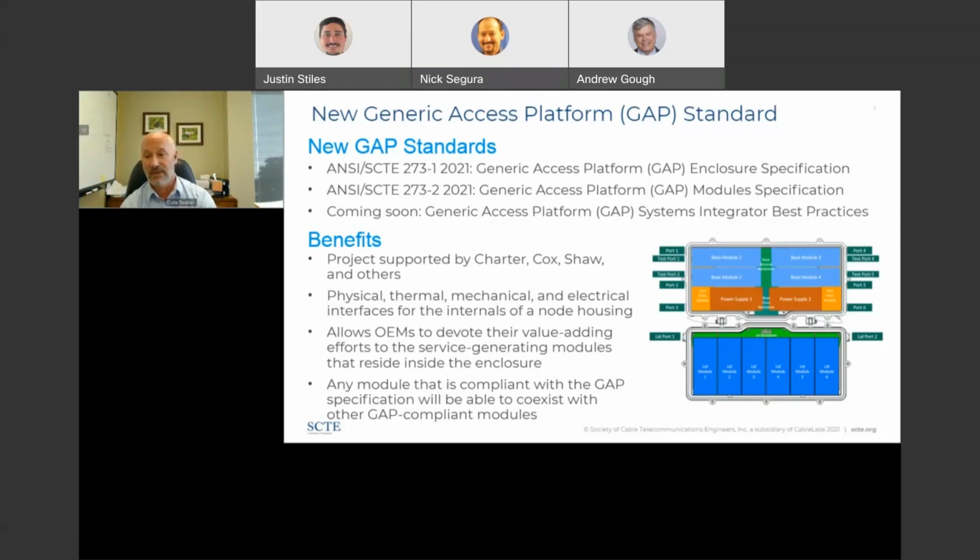A major milestone was reached very recently in this program: 2 specifications were released. The -1 specification looked at the overall enclosure, and the -2 specification release looked at the modules inside the enclosure.